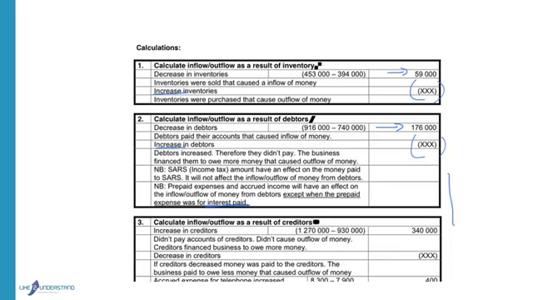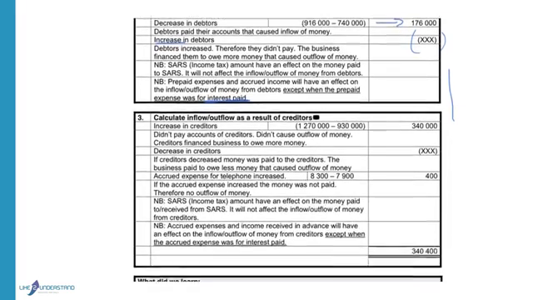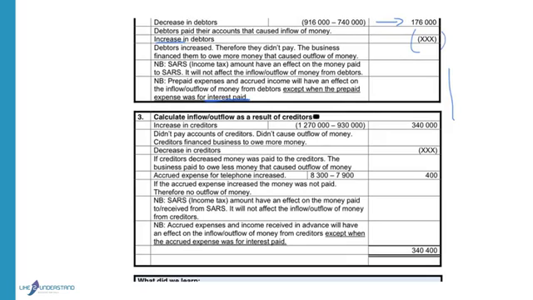If we look at the result of creditors, we see that there's an increase in creditors. That means that the business did not pay the creditors, and therefore the creditors financed the business and it was an inflow of money. If there was a decrease in creditors, then the creditors were paid so that the business owed them less money, then there would be an outflow of money.